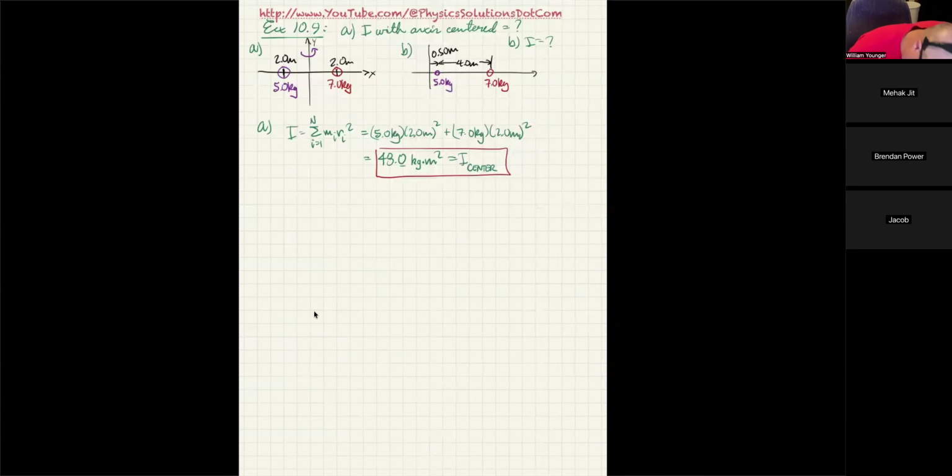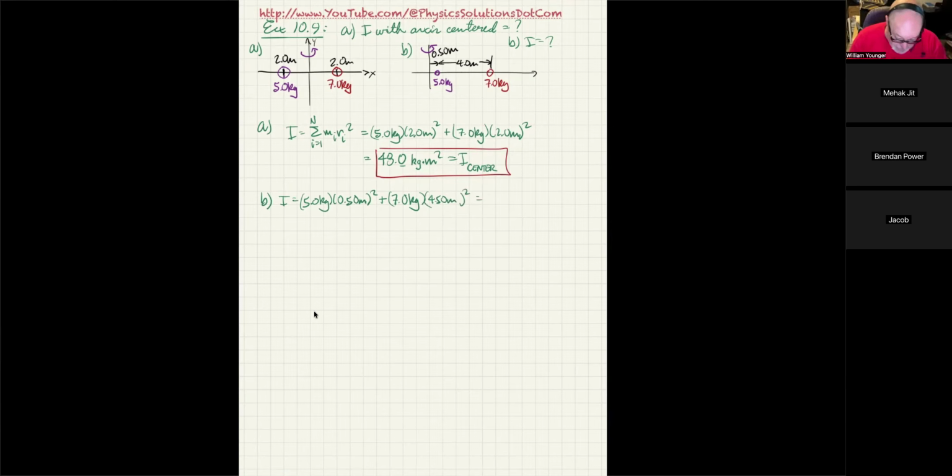Now let's do part B. I is going to be, now the axis of rotation, I didn't actually draw it on here, but there it is. It's actually rotating to the left of the 5 kilograms. So in this case, I'm going to say 5.0 kilograms times 0.50 meters squared plus 7.0 kilograms. And notice this one's 4.50 meters away. And we're going to square that. And that's a little bit bigger.